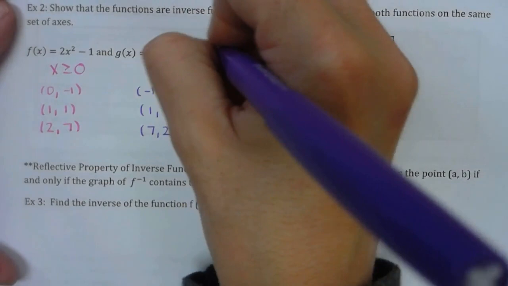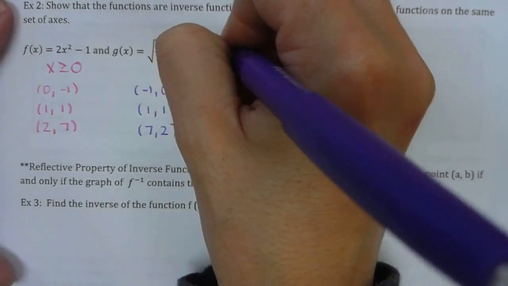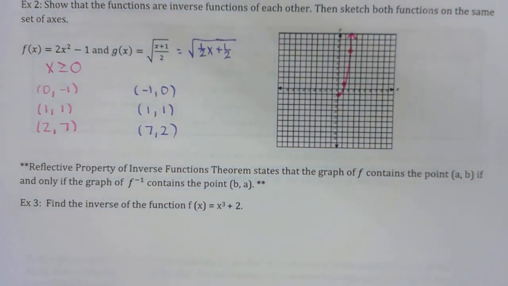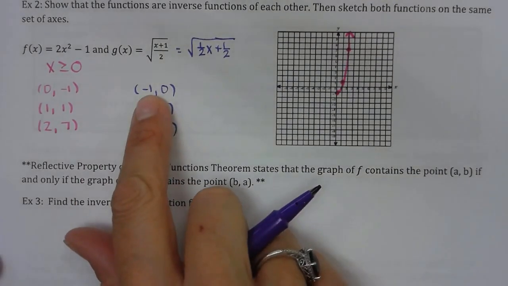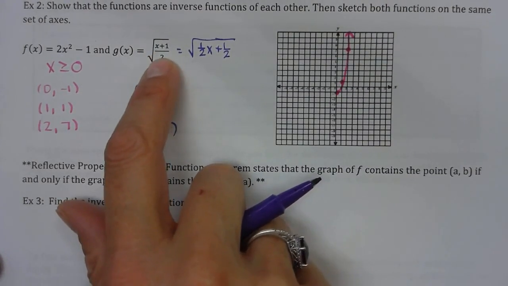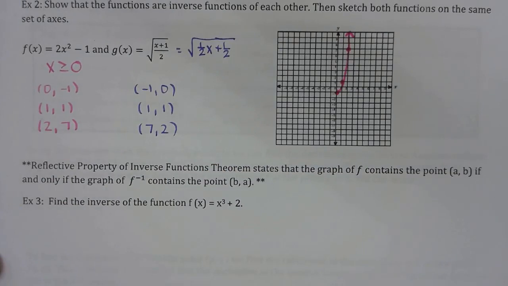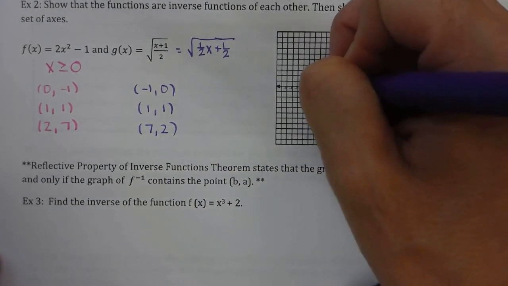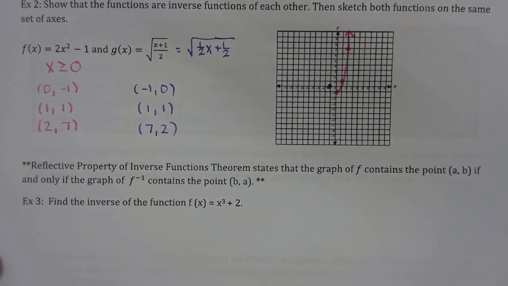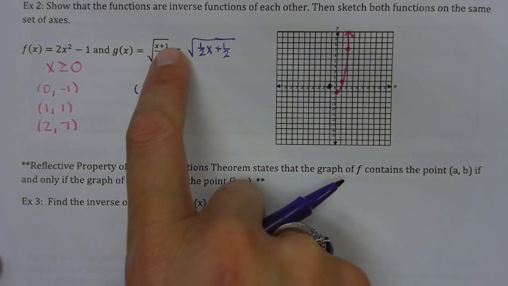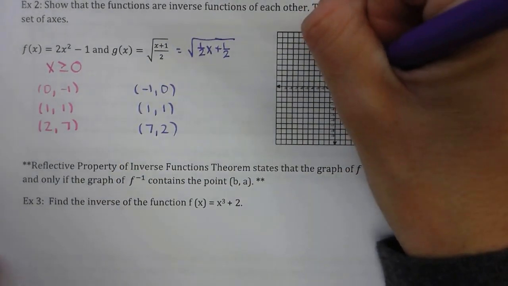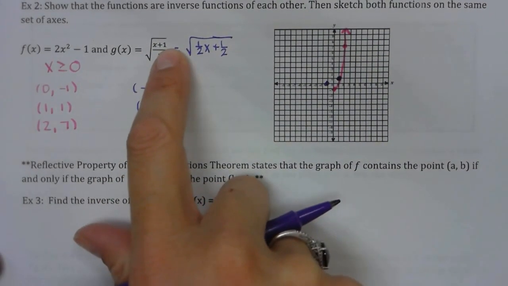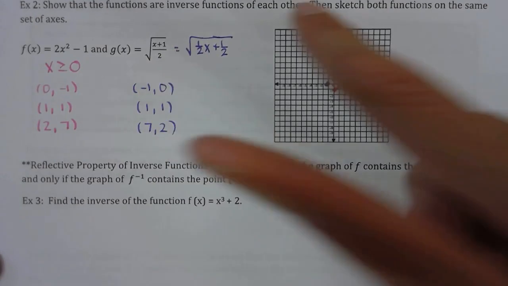So this is really the square root function of 1/2 x plus 1/2. You could check all of those points. If you plugged in -1, -1 plus 1 is 0, 0 divided by 2 is 0, square root of 0 is 0. So -1 is in fact at 0. Similarly, if you plugged in 1, 1 plus 1 is 2, 2 divided by 2 is 1, square root of 1 is 1. And 7 plus 1 is 8, 8 divided by 2 is 4, square root of 4 is 2.